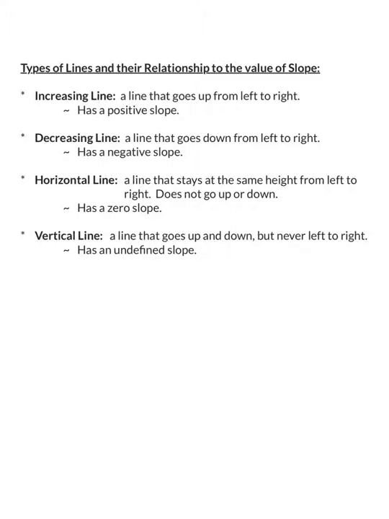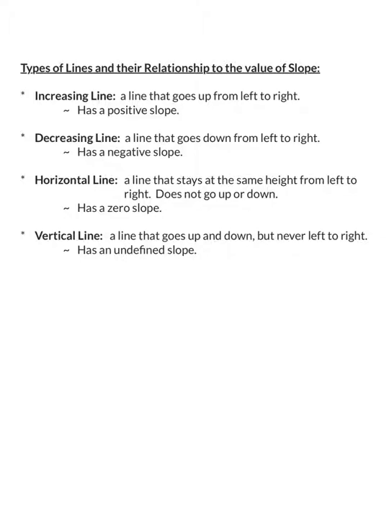And then if you recall, we had 2 special cases. The first special case was a horizontal line. This is a line that stays at the same height from left to right. It does not go up or down. And a horizontal line has a 0 slope. Finally, we had a vertical line. A vertical line is a line that goes up and down, but never left to right, and it has an undefined slope. Undefined, remember, is another phrase for cannot be done.